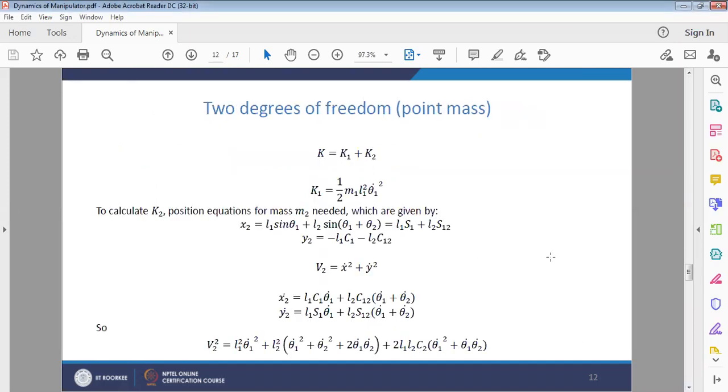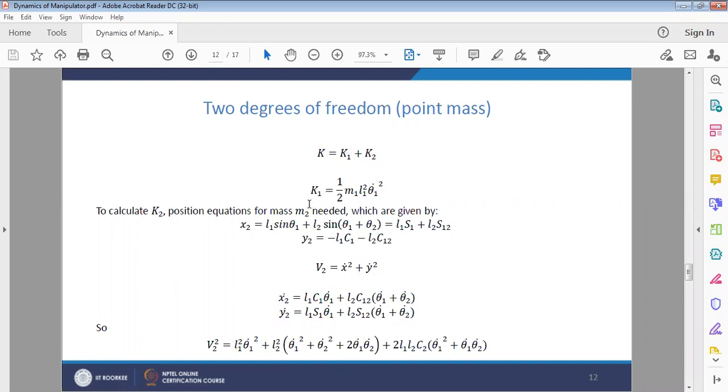At the start of the solution, we need to calculate the kinetic energies and potential energies. Here we have to calculate the total kinetic energy of the system. We have two masses, M1 and M2, so two kinetic energies will be generated, and we have to calculate them. The total kinetic energy of both links in the system is the kinetic energy of mass M1, K1, plus the kinetic energy of mass M2, K2.